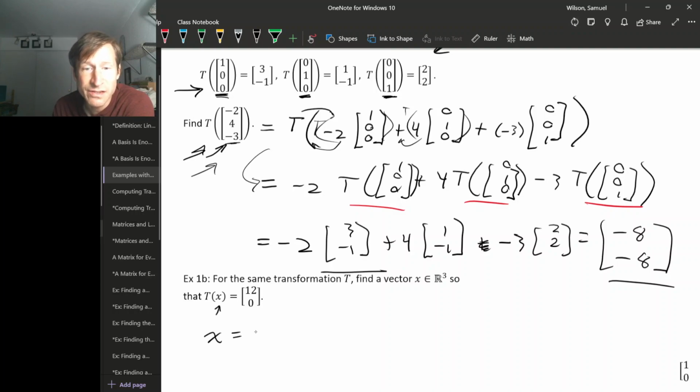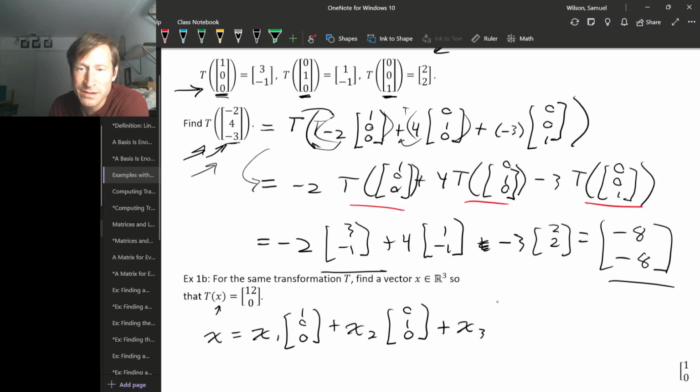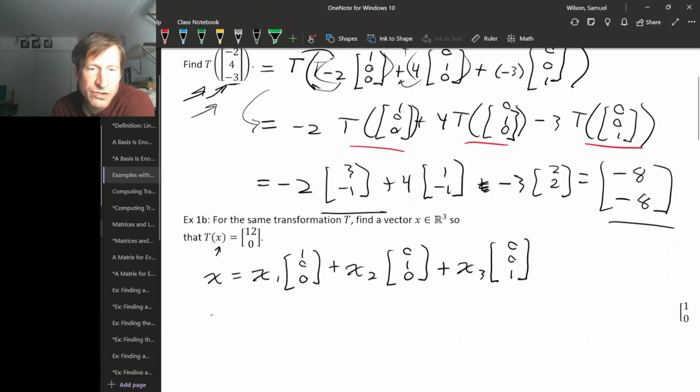So x is some number x1 times (1, 0, 0), plus some number x2 times (0, 1, 0), the second basis vector, plus some number x3 times (0, 0, 1). Okay, and we want (12, 0) to be equal to T of this whole thing. Right?